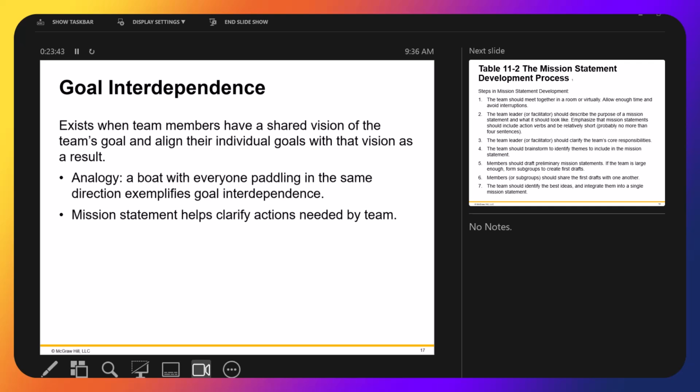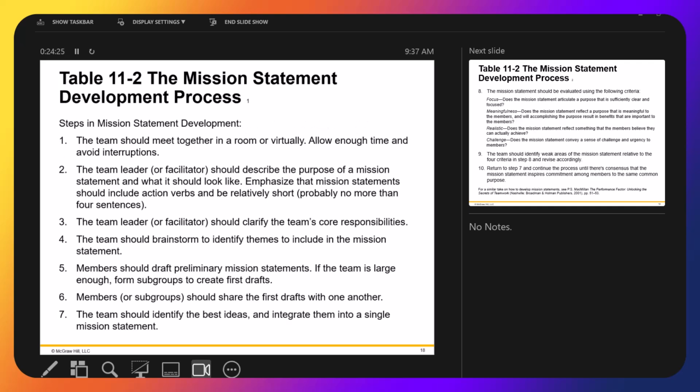Goal interdependence is this: when team members have a shared vision of the team's goals and align their individual goals with that vision. Analogy: a boat with everyone paddling in the same direction exemplifies goal interdependence. A mission statement helps clarify actions needed by the team. So at the end of the day, everybody's working towards that common goal. This is what we have to get to. No matter what you're doing, you're still endeavoring towards that goal. If it's 10 of us, we're all endeavoring towards that goal because we're goal interdependent. The mission statement development process.